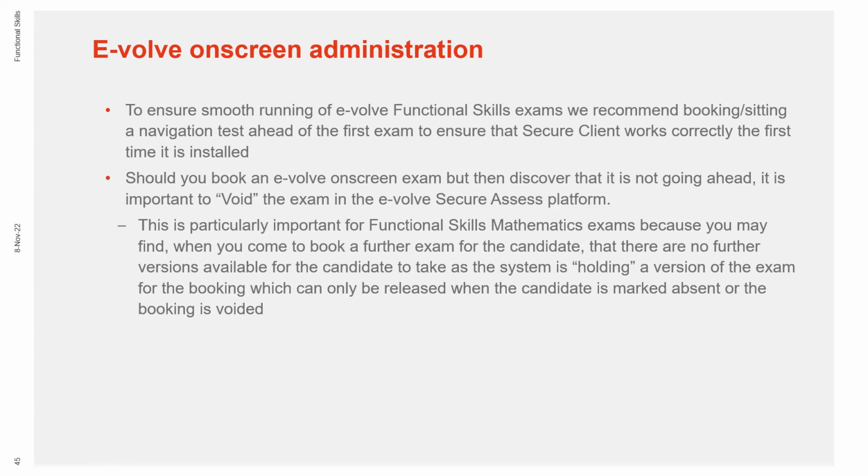If you book an E-volve on-screen exam but then discover that it's not going ahead, perhaps the candidate is not available within the 10-day window for flexibility, it is very important to void the exam in the E-volve Secure Assess platform. Whilst this should be done for all on-screen exams, it's particularly important for functional skills mathematics exams because you may find when you come to book a further exam for the candidate that there are no more versions available for the candidate to take, as the system is holding a version of the exam for the booking which can only be released when the candidate is marked absent or the booking is voided.